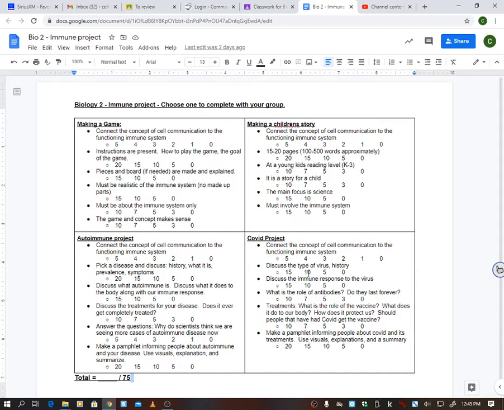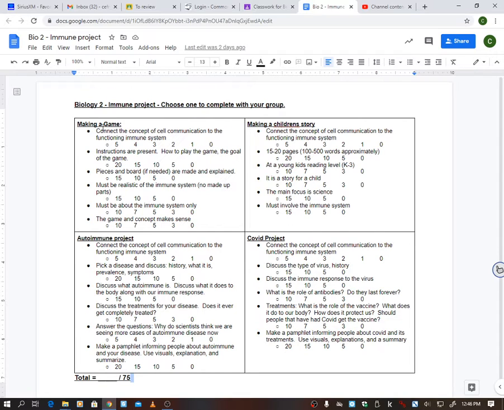Or you can do a project over COVID. One of these 4 things, I just figured some people, they like to do game type stuff, or I don't know, I've seen kids want to do a children's story. Whatever you want to do, whatever you think would be great or best for you.